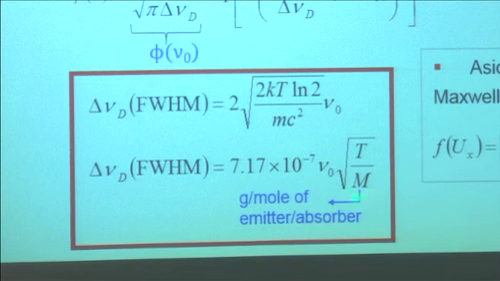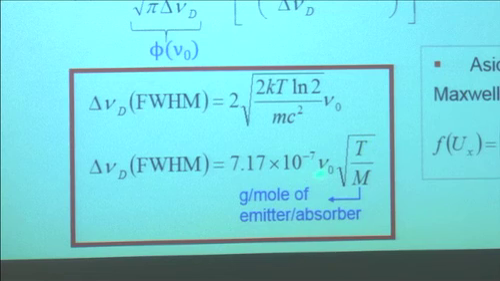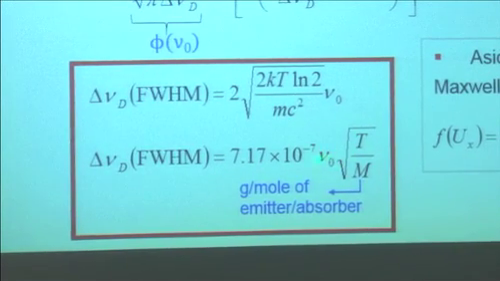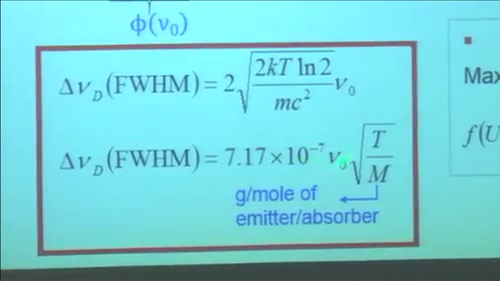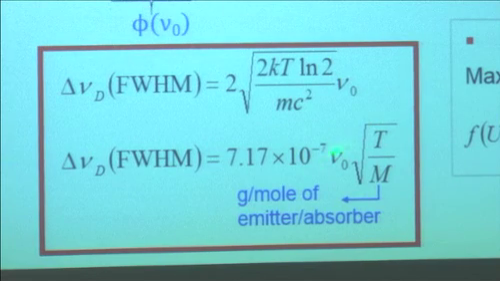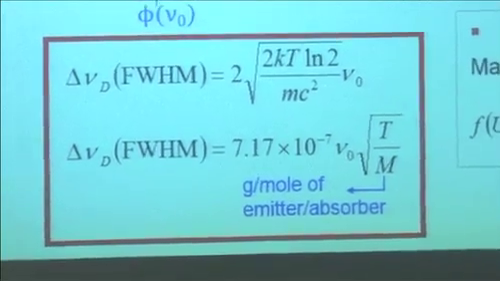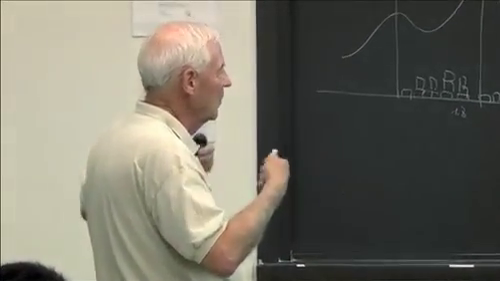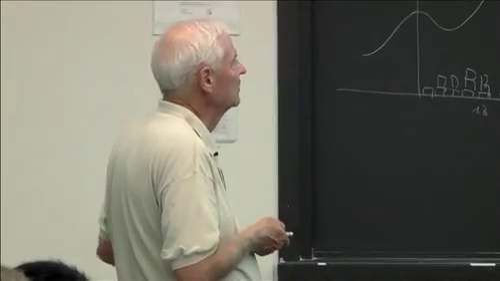M is the molecular weight, grams per mole. So it goes up with the square root of T and it's proportional to nu 0. This is important. Nu 0 in the ultraviolet is a lot higher than nu 0 in the infrared. So the Doppler term is weighted by nu 0 and goes as the square root of T, whereas the Lorentzian term is kind of inverse with T and proportional to pressure. So you have to weigh all that together.